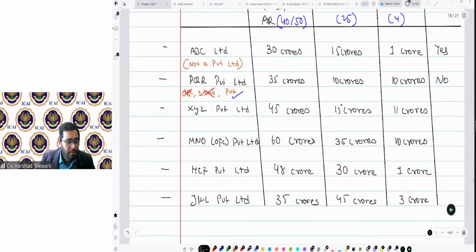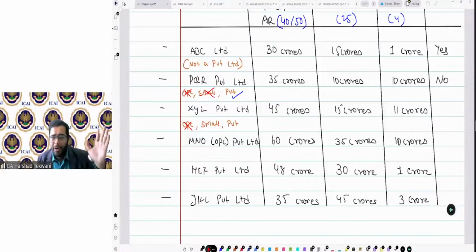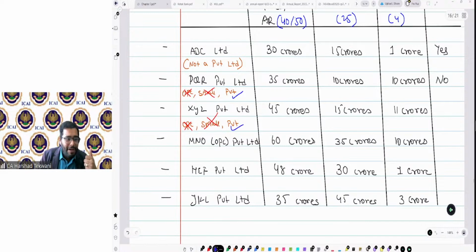XYZ private limited. Again, I will see on these three parameters: OPC, small and private limited. First of all, it's not an OPC. Fine. For small, turnover should be less than 40, but the turnover is exceeding 40. I'll not check the share capital because the turnover already fails. So it's not a small company. Now private limited: turnover less than 50, yes. Borrowing less than 25, yes. Then the private limited exemption will be applicable and the requirement of the section will not be applicable here.